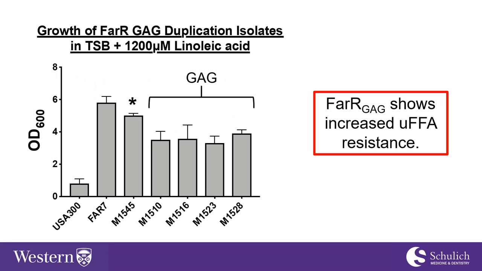An initial MIC of the FarR GAG duplication isolates in the presence of linoleic acid demonstrated increased growth and UFFA resistance compared to USA300 for all isolates, although growth and resistance was not as great as FarR7 or the FarR C116Y isolate M1545, as indicated by the asterisk. Sequencing will again be performed to confirm the presence of the GAG duplication at position 93 in FarR.